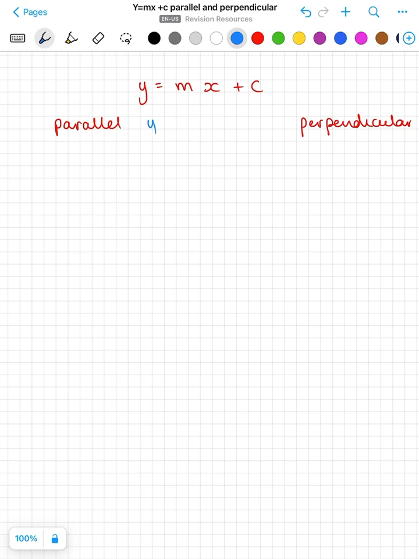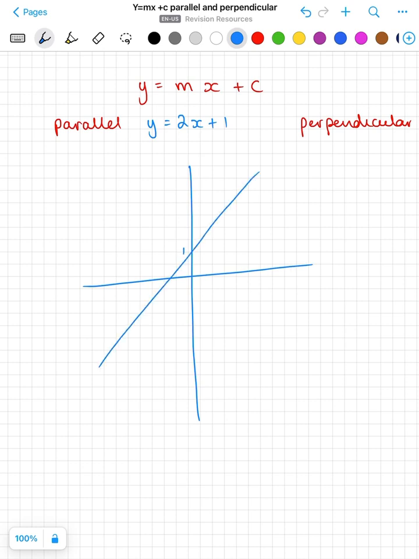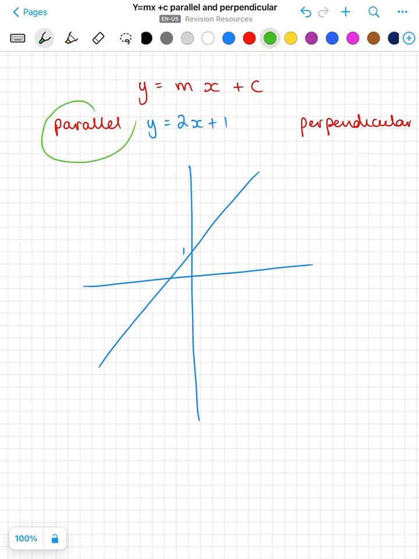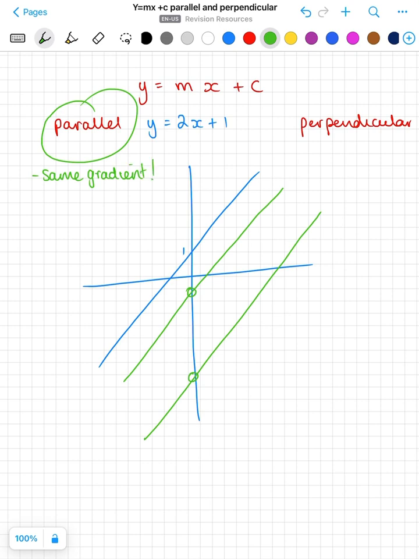So if we consider the straight line y equals 2x plus 1, and we look at this on a set of axes, we have a y-intercept of 1 and a gradient of 2. If we were looking at a line that is parallel to this, we would perhaps draw a line like so, or like so. Looking at this visually, we can see that the y-intercept is different, however the gradient of those lines are the same. So parallel lines will have the same gradient, however a different y-intercept.